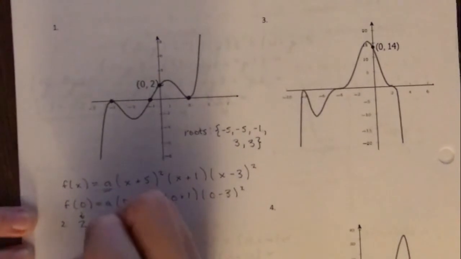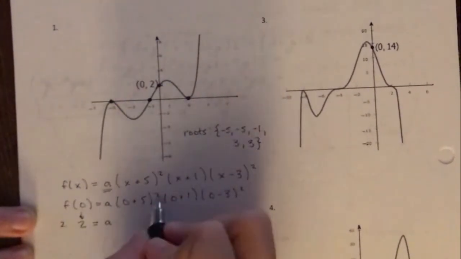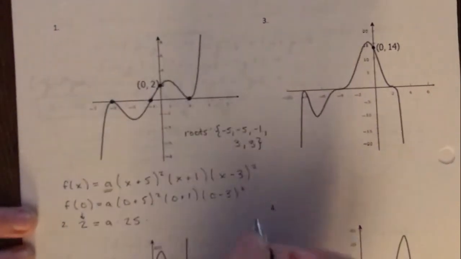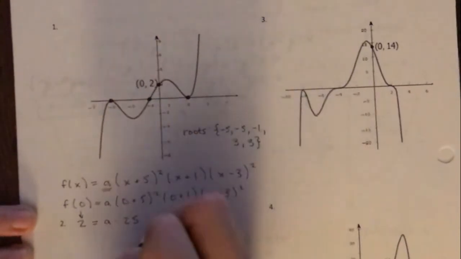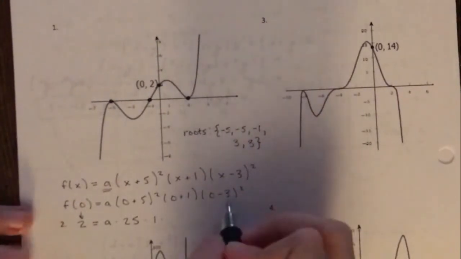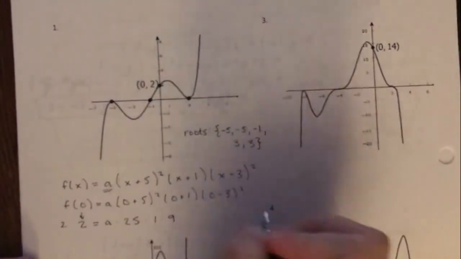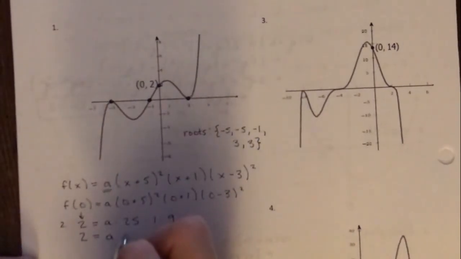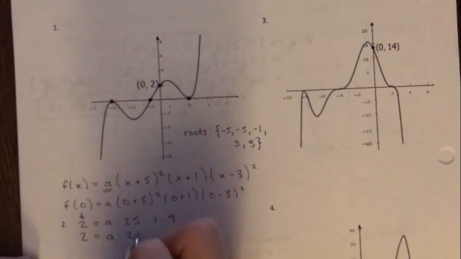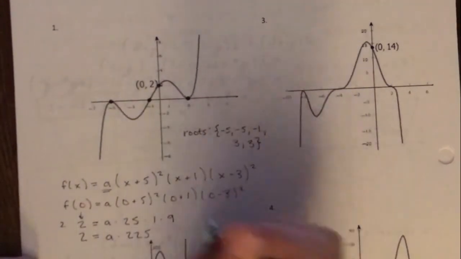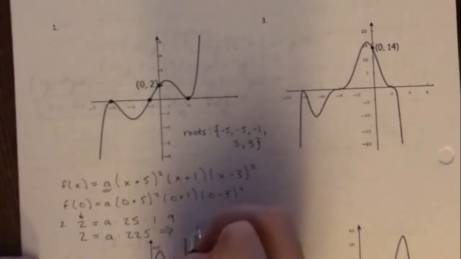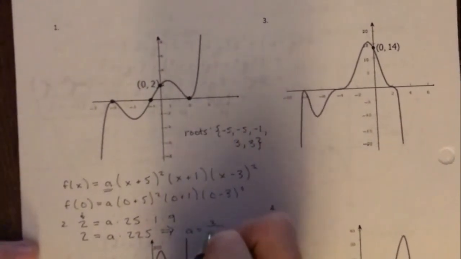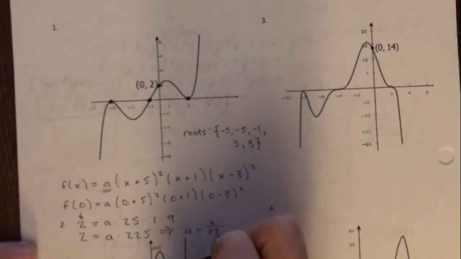So we have 2 equals a times 5 squared, which is 25, times 1 times -3 squared is 9. So we have 2 equals a times 25 times 9, which is 225. We plug this in. So a here is 2 divided by 225.